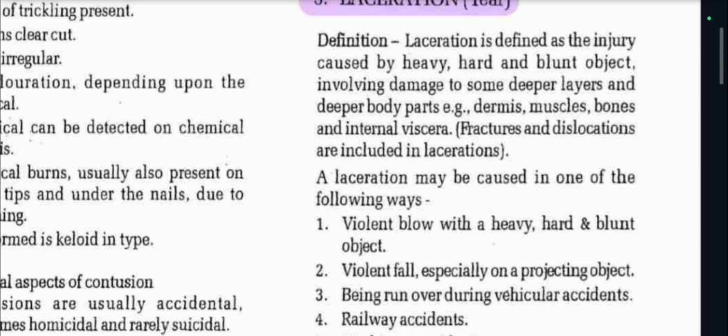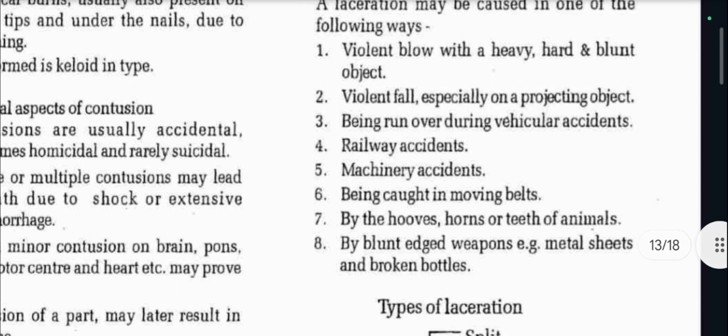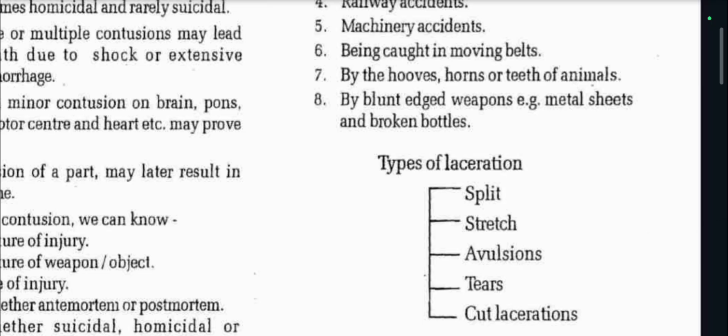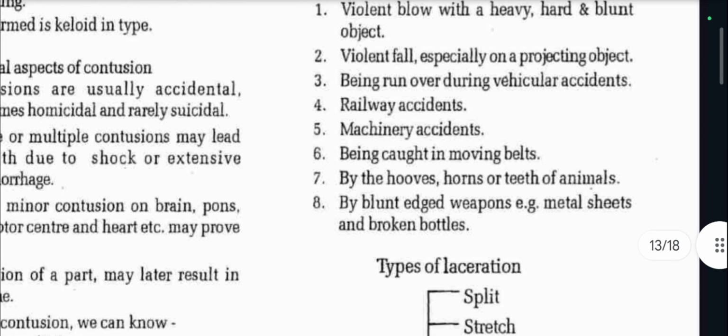A laceration may be caused in one of the following ways. Number 1, violent blow with a heavy, hard and blunt object. Violent fall, especially on a projecting object. Being run over during vehicular accidents, railway accidents, machinery accidents. Being caught in moving belts. By the hooves, horns or teeth of animals. By blunt-edged weapons, for example metal sheets and broken bottles. So these are the ways in which one can find laceration.